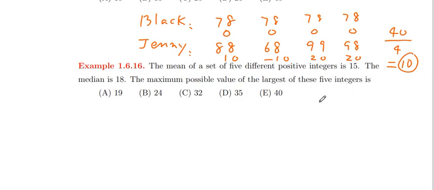So the problem is quite the same. The mean of 5 different positive integers is 15. The median is 18. Okay, so we're talking about the maximum possible value of the largest integer.